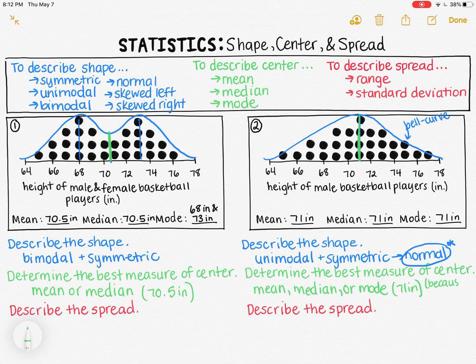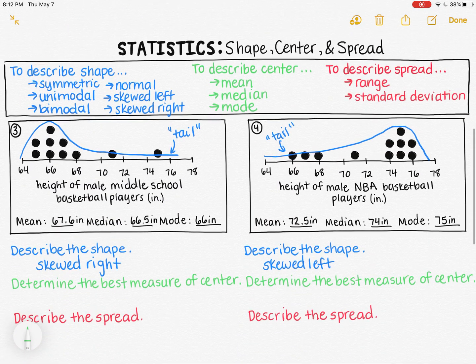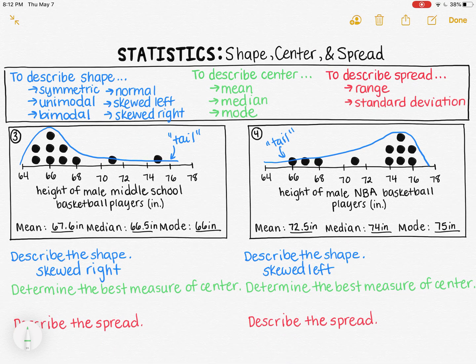And it's really important that you know whenever you have a normal distribution, so because this is normal, you can use any of the three measures of center to describe it. So anytime you have a normal distribution, you're going to have the mean, median, and mode all in the middle, and they're all going to be fine ways to describe the center. So whenever it's normal, you can use mean, median, or mode to describe the center.